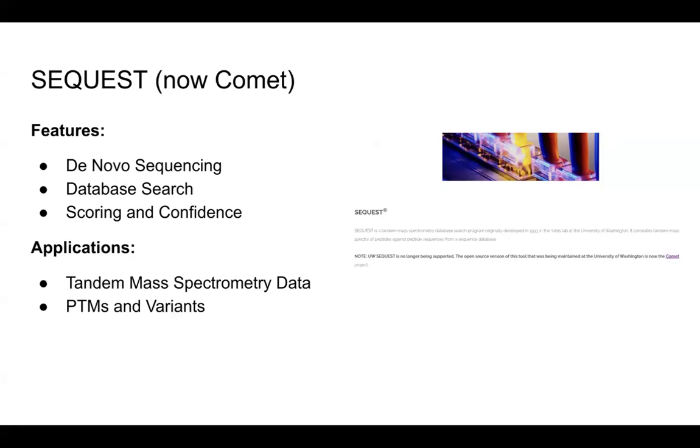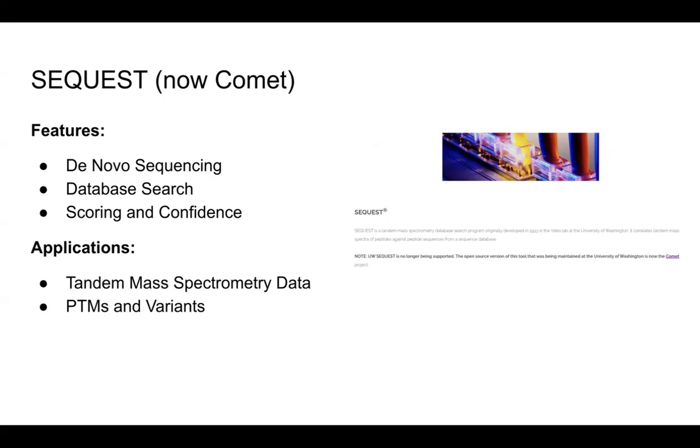Comet performs de novo sequencing by analyzing fragmentation patterns of your B ions and Y ions to identify peptides based on their mass spectra. But similar to Mascot, Sequest also compares experimental spectra against protein databases, but it uses a slightly different algorithmic approach to score matches. And then it provides multiple scoring metrics, allowing users to evaluate confidence of peptide identification based on the quality of matches.